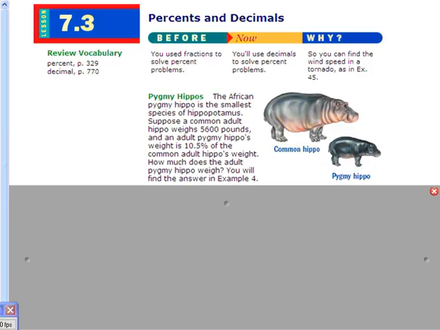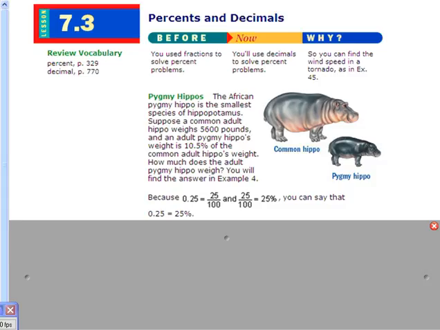Short paragraph here about hippos, pygmy hippos. The African pygmy hippo is the smallest species of hippopotamus. Suppose a common adult hippo weighs 5,600 pounds and an adult pygmy hippo's weight is 10.5% of the common adult hippo's weight. How much does the adult pygmy hippo weigh? You will find the answer in example 4. So we'll come back to that one in a little while.